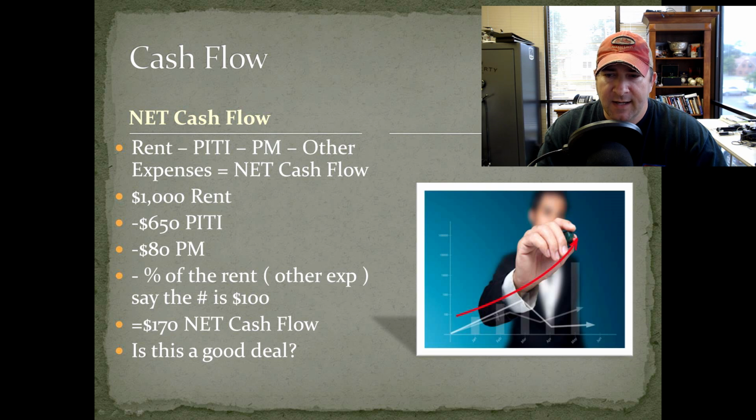Because now we're going to talk about net cash flow. The difference between net cash flow and gross cash flow is that the reality is there's additional expenses factored into the pro forma. So the formula is rent minus PITI, mortgage payment, minus the property management fee, minus other additional expenses, to then equal your net cash flow. So again, going back to my example: $1,000 in rent minus $650 mortgage payment minus $80 in property management fee minus a percentage of the rent for other expenses. In this example, we're going to use $100. That leaves you with $170 in net cash flow.